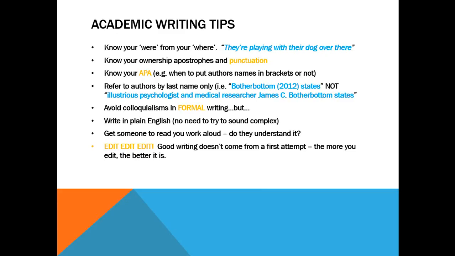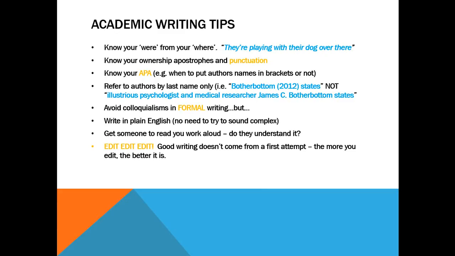Know your APA. For example, whether to put authors' names in brackets or not. If you're saying Marx argues, you go Marx, 1849 in brackets, argues. But if you're just referencing Marx, both the Marx and the 1849 go in brackets. Really important to know that, because brackets basically mean we don't read it out loud. So if you've got Marx in brackets, we're not going to be reading that, so it will make sentences look funny.